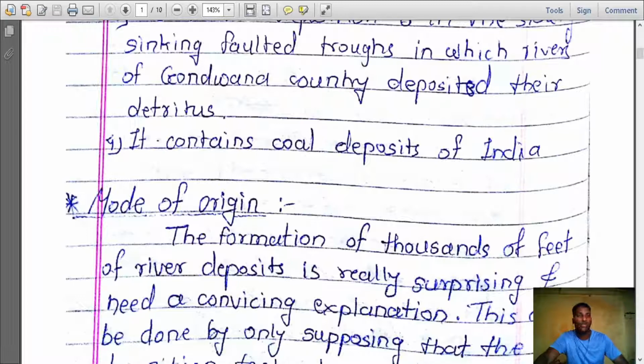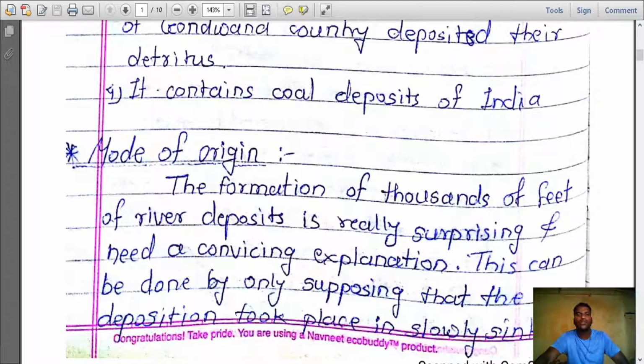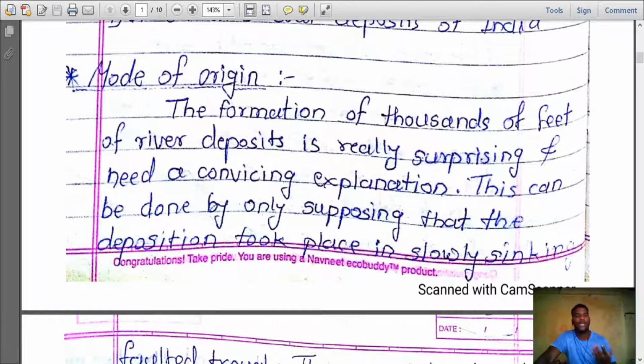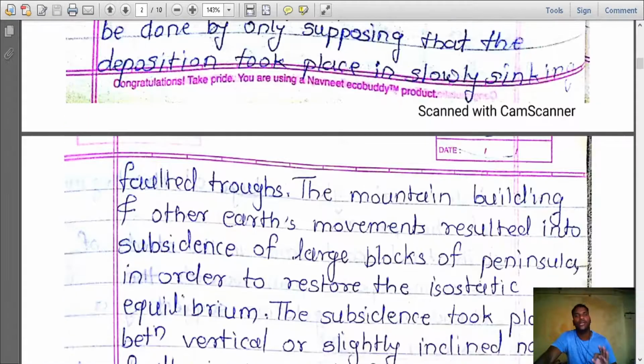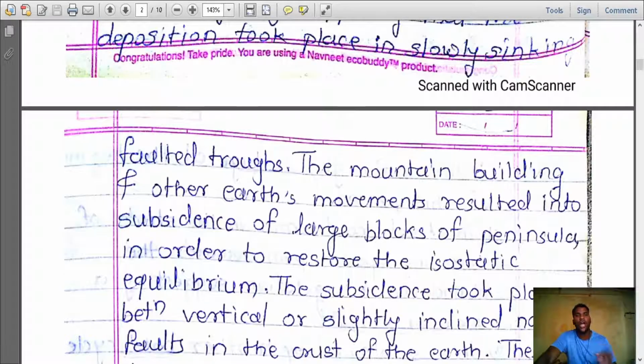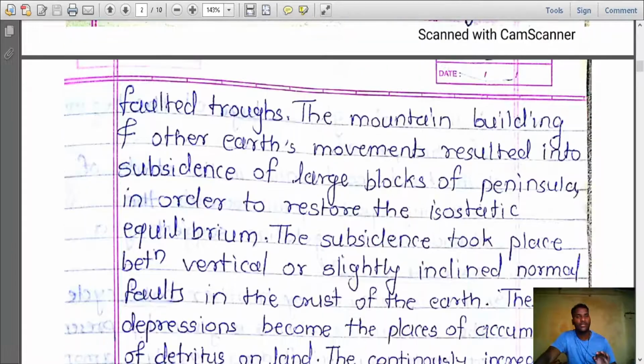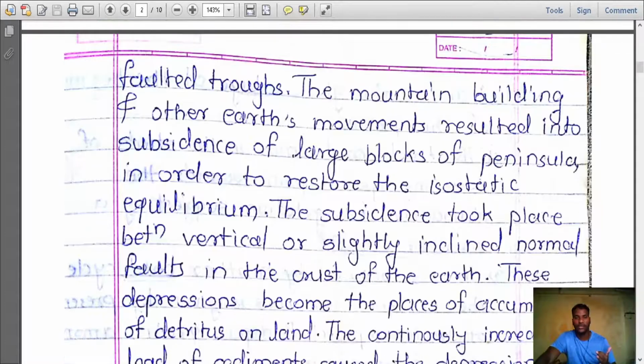As for the mode of origin, the formation of thousands of feet of river deposit is surprising and needs a convincing explanation. This can be done only by supposing that the deposition took place in a slowly sinking faulted trough. Mountain building and other earth movements resulted in subsidence of a large block of the peninsula. In order to restore isostatic equilibrium, the subsidence took place between vertical and slightly inclined normal faults.